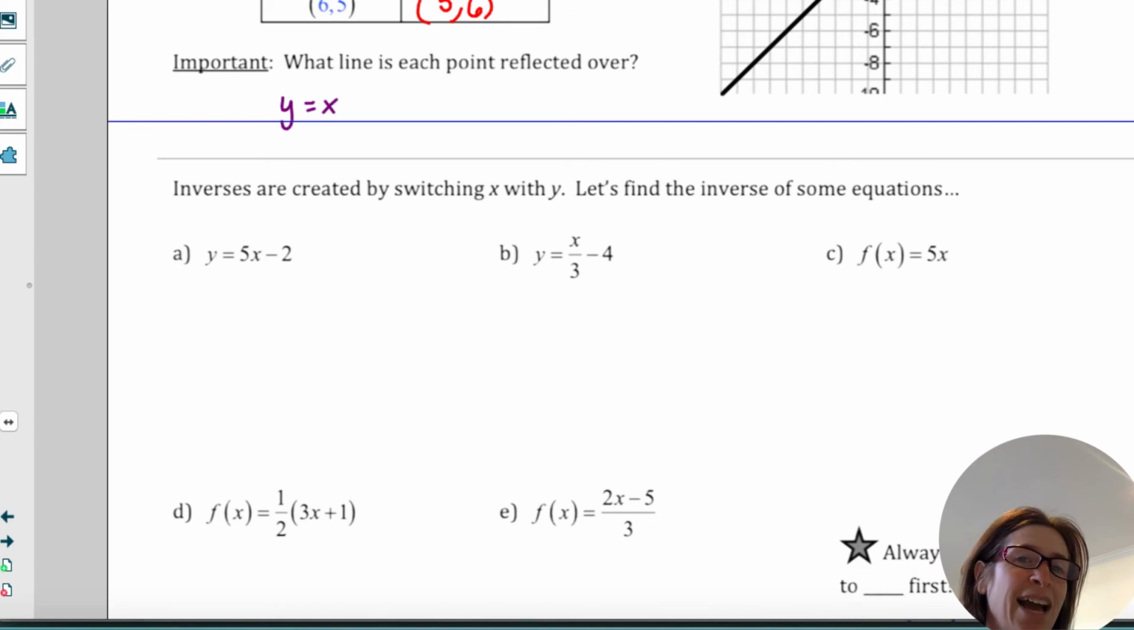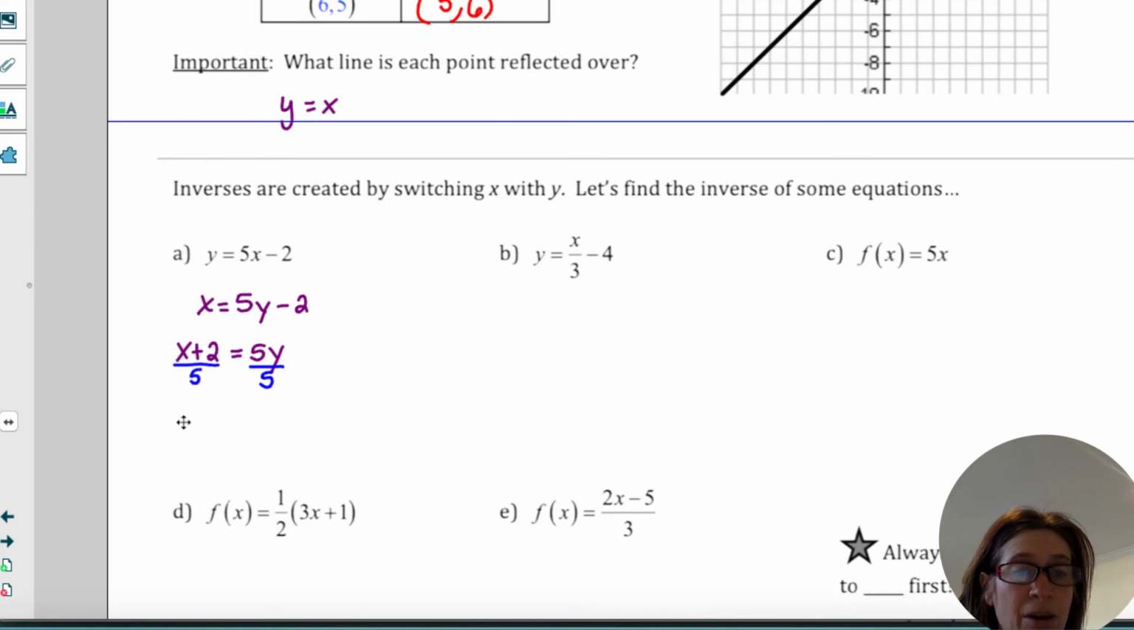Now, some of them you might actually start to see really clearly, but if I want to find an inverse equation, I'm going to switch the x and the y and solve for y. So we should know that an inverse of a linear function is going to be a linear function, it's just going to look different. All right, so I'm going to flip the x and the y, and then I'm going to solve for y. All right, so we're going to add 2, and then we're going to divide everything by 5. All right, so that's going to be y equals 1/5 x plus 2/5.